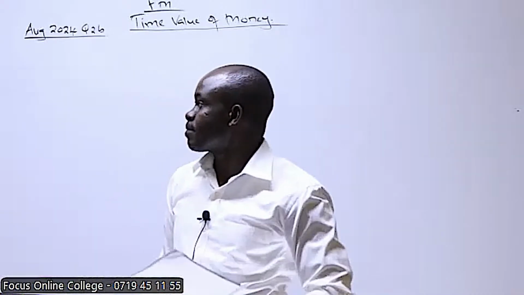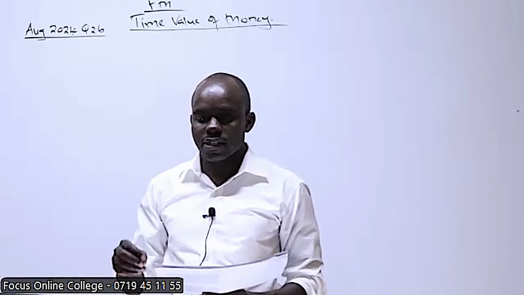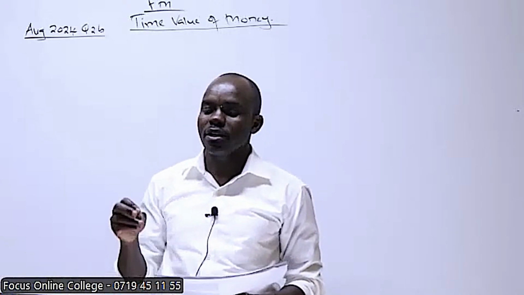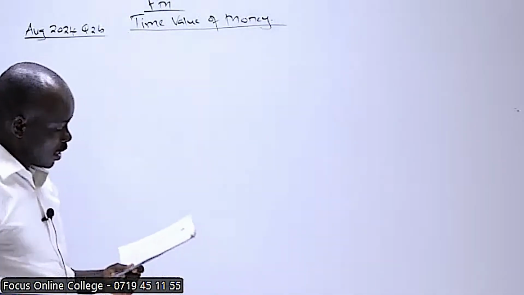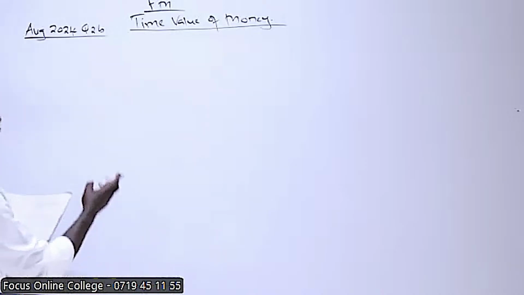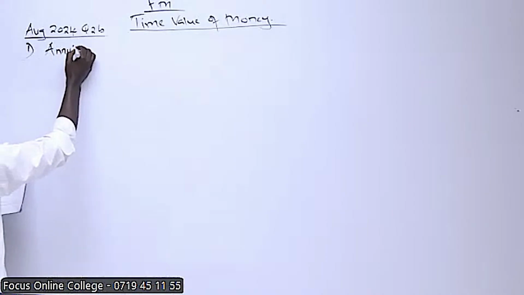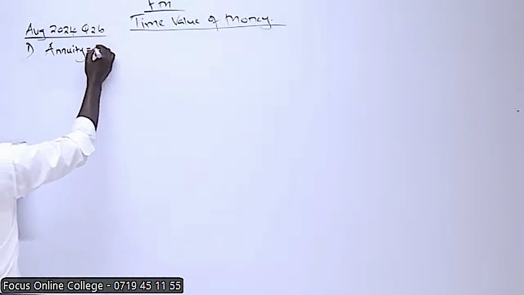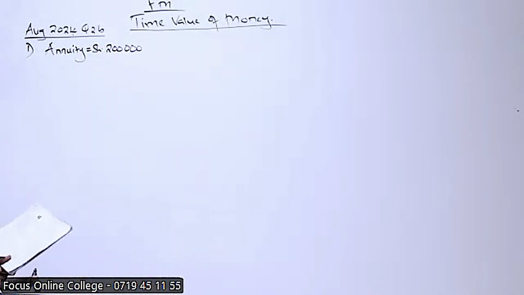So remember, we're being told that this person will be investing 200,000 at the beginning of each year for a period of 10 years at an interest rate of 9%. So the 200,000 is an annuity in this case. So you say annuity. This is part 1. So annuity is 200,000 because this is happening each year. So it becomes an annuity.